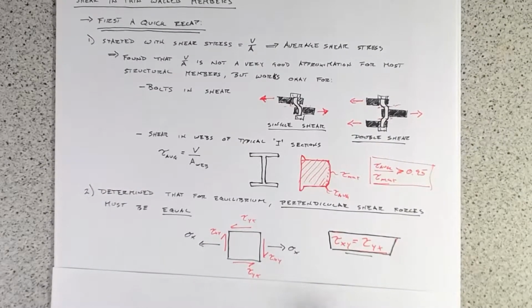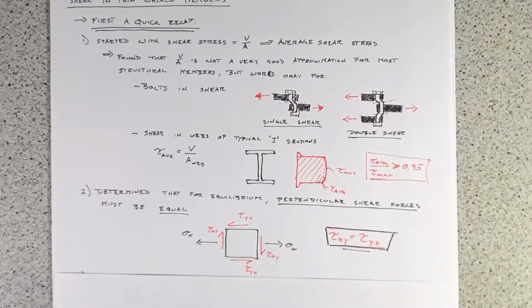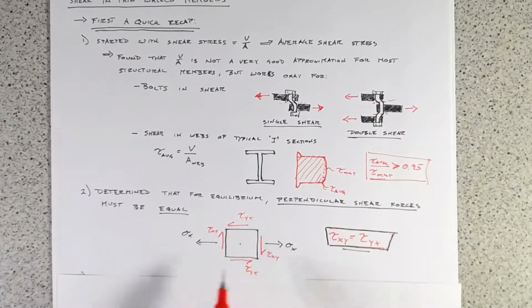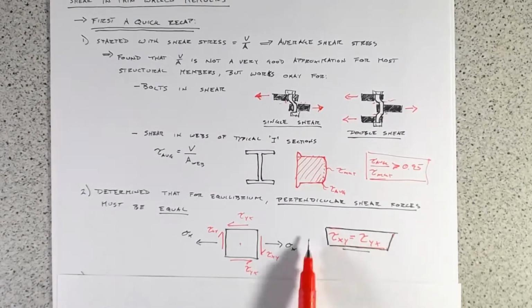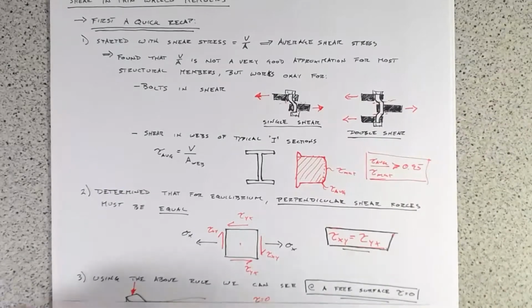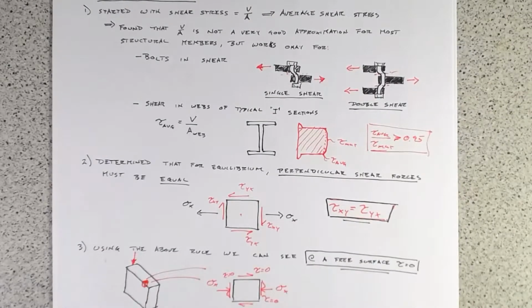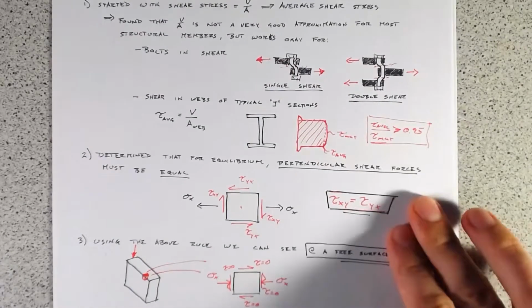The second one is we did a small derivation, and we found that for any little block of material with some distance, dx, our shear forces, both longitudinal and perpendicular, have to be equal. That's for rotational equilibrium. If we took moments about the center, because these are all the same distance, in order for this block not to be rotating, our longitudinal shears have to equal our transverse shear. That is, tau xy has to equal tau yx. If we extend this concept a little bit further, we can see that if we're right on top of a surface, we actually don't have any shear stress.